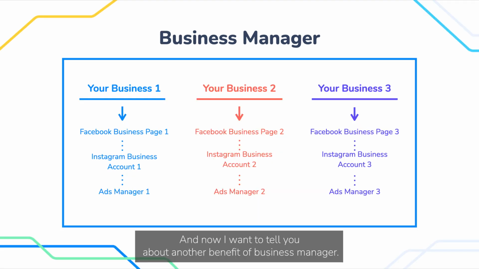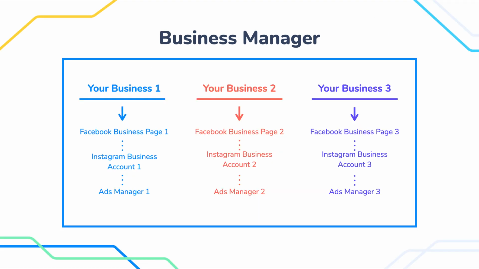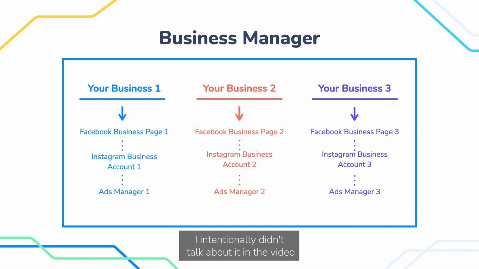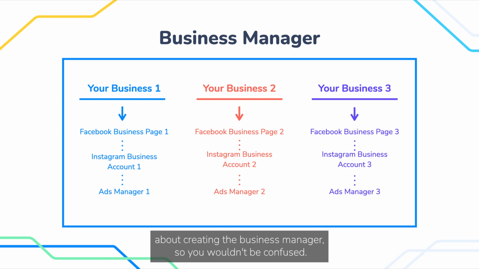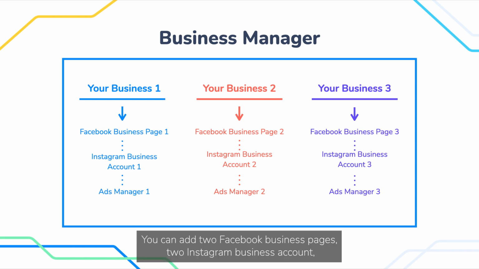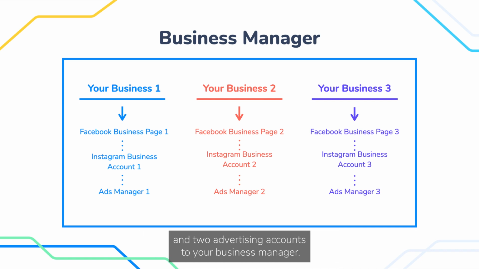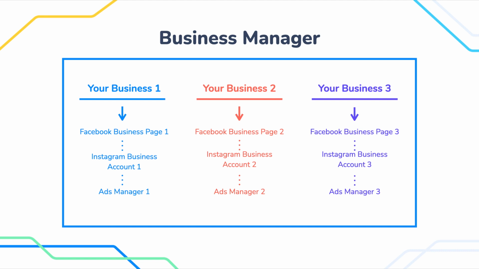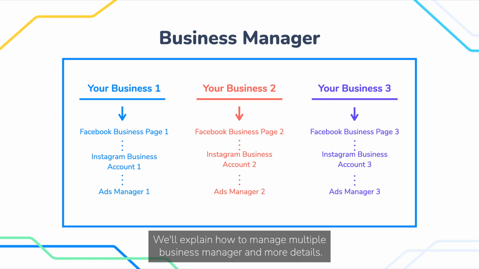And now I want to tell you about another benefit of Business Manager. I intentionally didn't talk about it in the video about creating the Business Manager, so you wouldn't be confused. But now it's time. So let's say you have two businesses. You can add 2 Facebook business pages, 2 Instagram business accounts, and 2 advertising accounts to your Business Manager. That way it's easier for you to keep everything in one place and switch between ad accounts. In the following videos, we'll explain how to manage multiple Business Manager in more details.